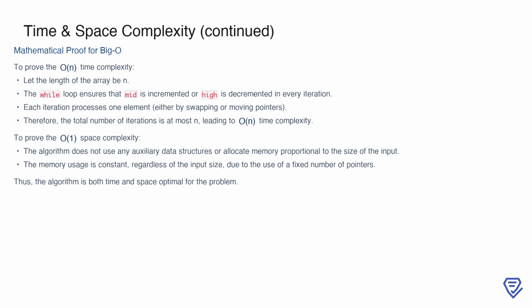For the O(1) space complexity, note that the algorithm does not use any auxiliary data structures or allocate memory proportional to the size of the input. The memory usage is limited to a fixed number of pointers, such as low, mid, and high, which remain constant regardless of the input size. Therefore, the algorithm is both time and space efficient, achieving optimal complexity for this problem.